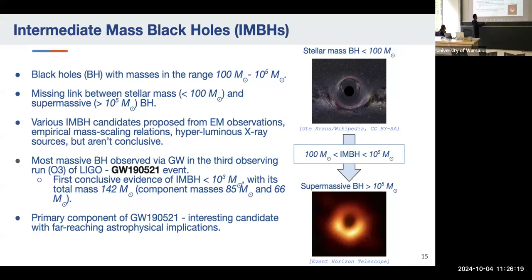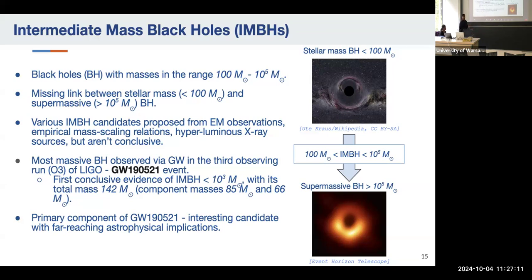These black holes are in the mass range 100 solar masses to 10 to the 5 solar masses. And they provide the missing link between stellar mass black holes and supermassive black holes. So far, we have had various IMBH candidates from EM observations, but nothing has been conclusive until in the third observing run of LIGO-Virgo-KAGRA, we detected the most massive black hole. It's called the GW190521 event, which happened on the 21st of May. And this provided the first conclusive evidence of an IMBH. It has a total mass of 142 solar masses, falling directly in the IMBH mass range.